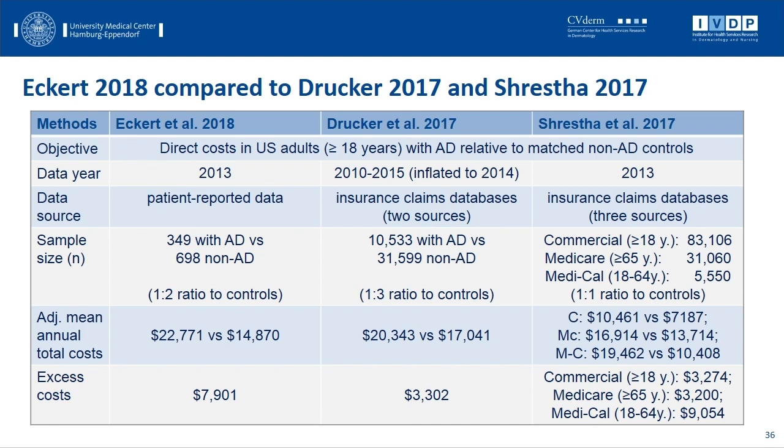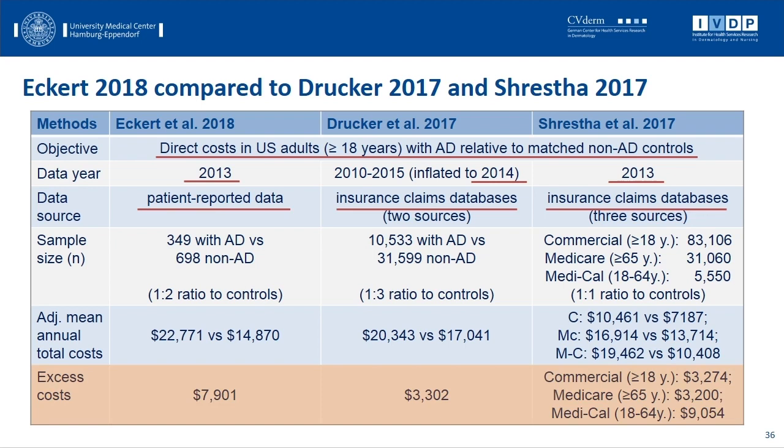Here I want to show you that I like to compare the results of Eckert et al. with recently conducted results of Drucker and Schwester et al. They all had the same research question and a similar data year. Eckert et al. used patient-reported data, Drucker and Schwester et al. used claims databases, and they all were looking at the costs in patients with AD compared to matched patients with non-AD. And the differences were a bit different here. So I just wanted to show you by this that even if you have the same research question and a similar data year, costs may differ due to different methods and different populations.